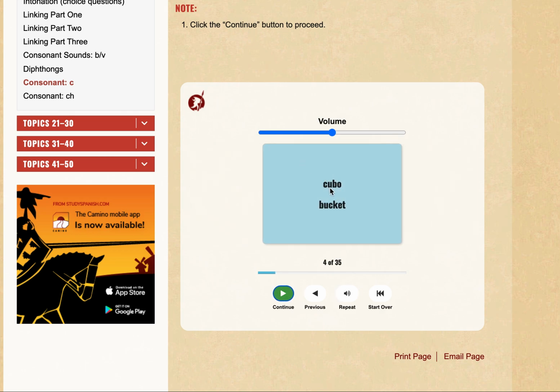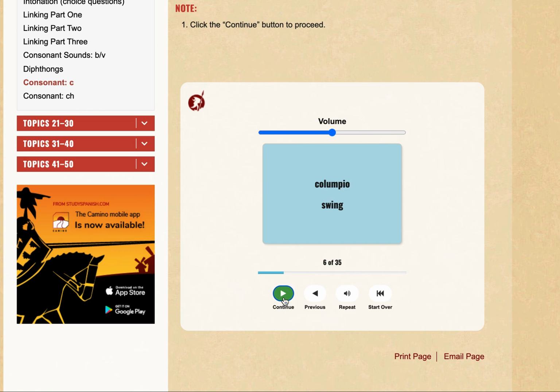Cubo. CU, this is again a hard C. So C would be a K. So cubo, bucket. Camino. So CA, again the first group, hard C. So C would be a K sound. So camino, path.